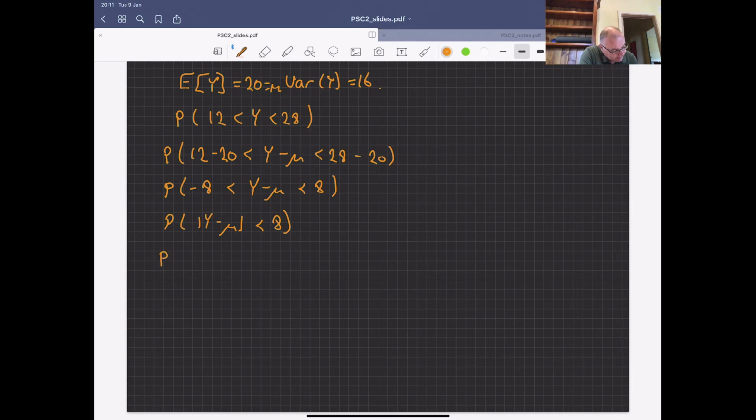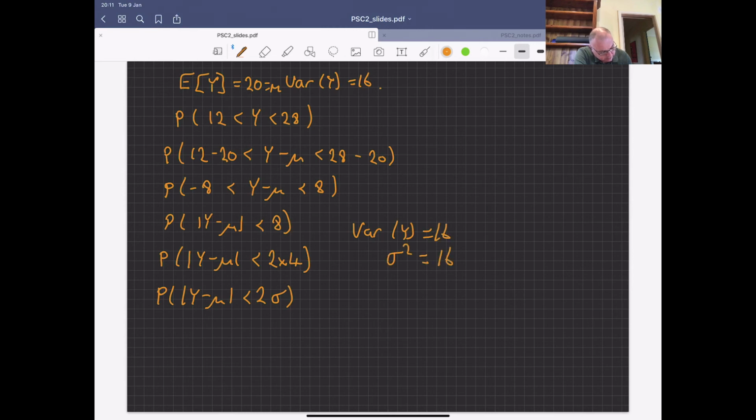I can write this as the probability the absolute value of y minus mu is less than 2 times 4, because that's what 8 is, which is the same as the probability that the absolute value of y minus mu is less than 2 sigma. Why? Because we know that the variance of y equals 16. So sigma squared equals 16, so sigma equals 4. So now if you look at this, you'll notice that this is our k. So our k equals 2.